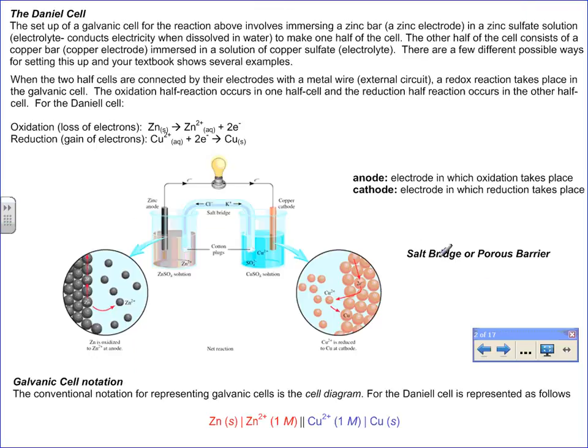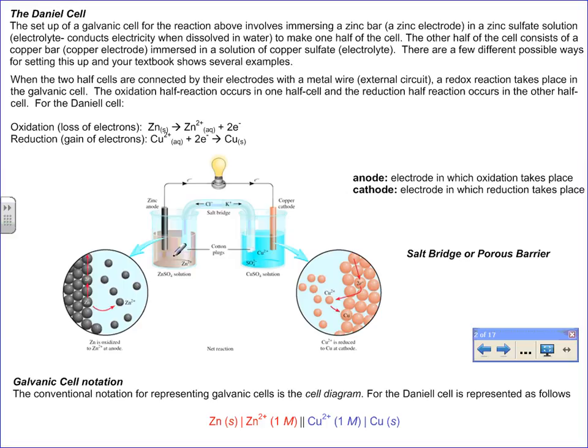The Daniell cell is one of the original galvanic cells, and it was set up using this zinc and copper reaction. And like I said, when we want to set up a galvanic cell, we need to separate the oxidation reaction from the reduction reaction. We do this by creating two cells. This cell over here consists of an anode, which is a zinc bar in a zinc solution. And we've got a cathode of a copper bar in a copper solution. And we connect the two metals to one another using a wire.